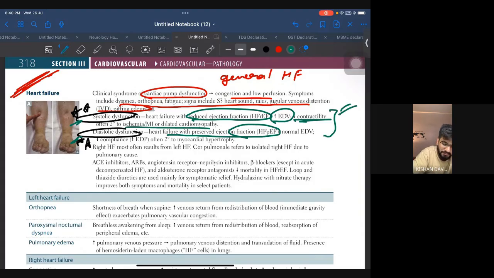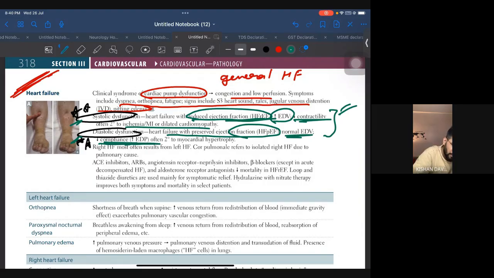Coming to diastolic dysfunction, the EDV will be normal. Decrease in compliance, because the heart is not able to relax. It will contract, but it will not relax. The heart will become stiff. So that is what they are talking about in systolic and diastolic dysfunction. Don't forget the parameters, and don't forget to link it with cardiomyopathy, dilated and hypertrophic.